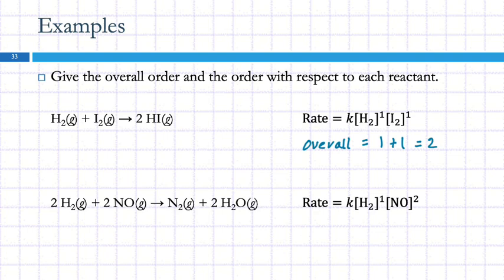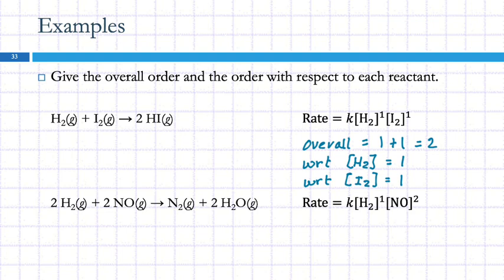So the order with respect to hydrogen is what? 1. That's the exponent on the hydrogen concentration. And with respect to I2, what's the order? 1. So it's first order with respect to hydrogen and first order with respect to iodine, and overall a second order reaction.